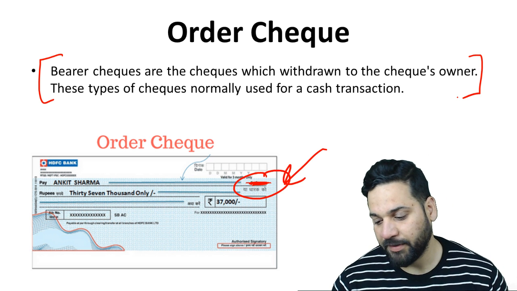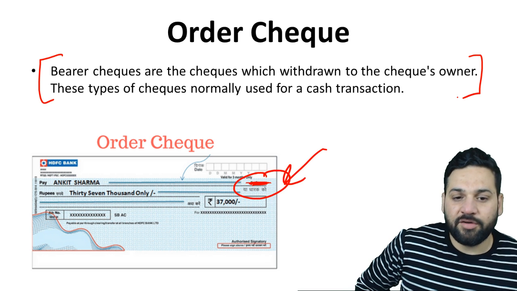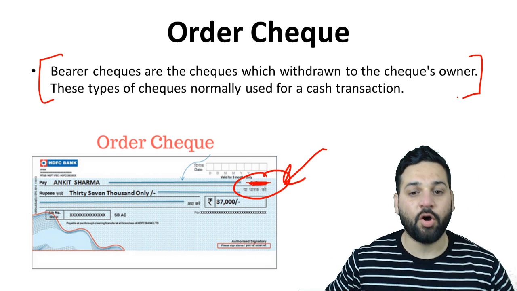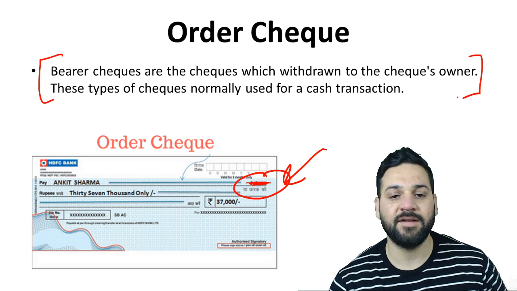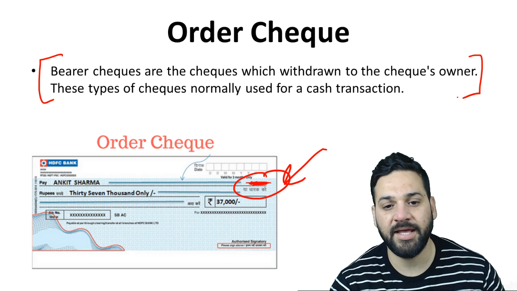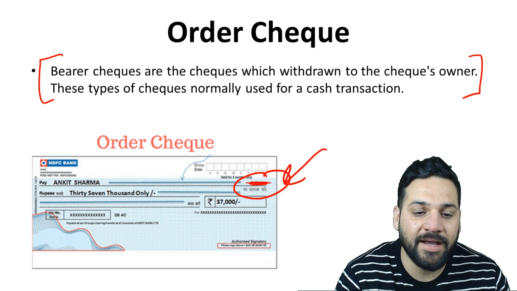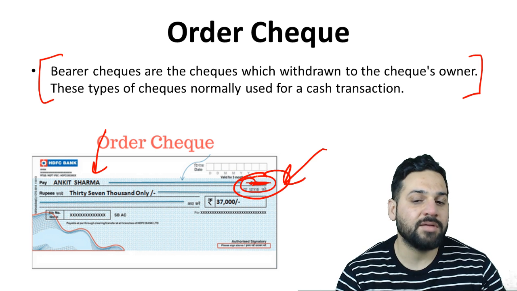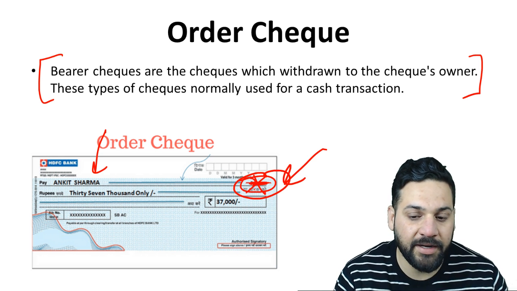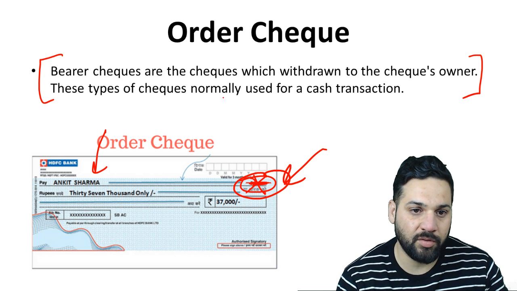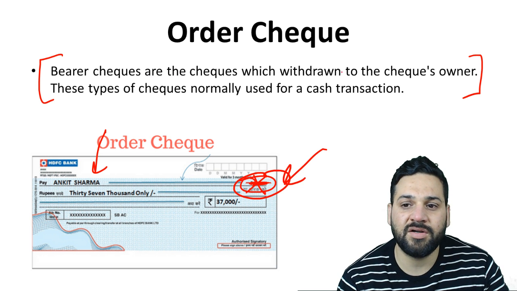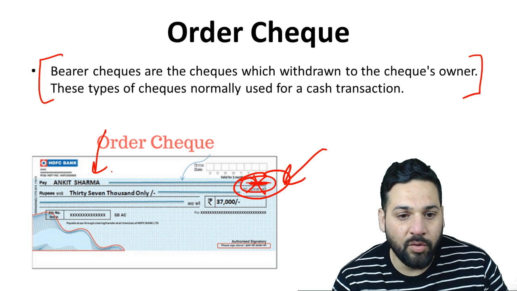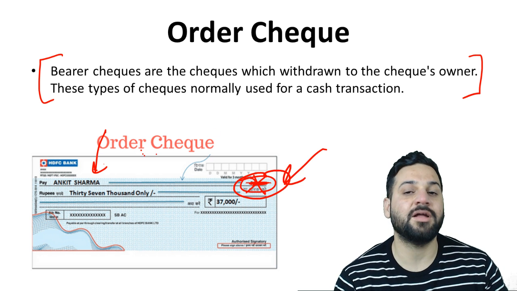Person B cannot give this check or endorse this check to another person, right? So this is an order check. Person A is ordering the bank to pay Ankit Sharma 37,000 rupees. The term bearer is cancelled out. These types of checks are normally used for cash transactions, right? Only Ankit Sharma will get the money.